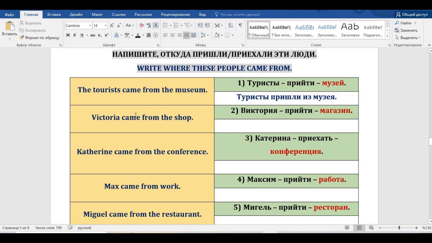Second, Victoria came from the shop. Виктория прийти магазин. Виктория что сделала? Вика пришла из магазина. Catherine came from the conference. Катерина приехать конференция. Катя что сделала? Катя приехала с конференции. С конференции because it's an event, not из конференции.